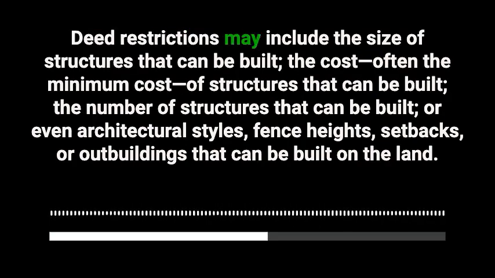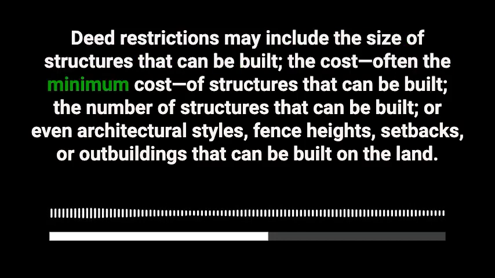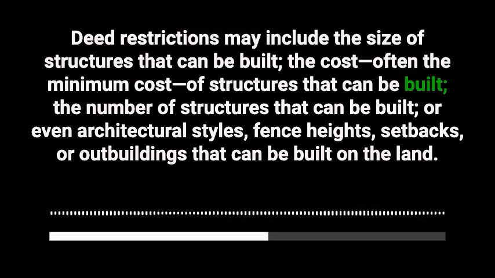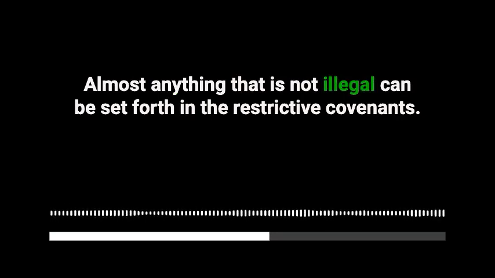Deed restrictions may include the size of structures that can be built, the cost, often the minimum cost, of structures that can be built, the number of structures that can be built, or even architectural styles, fence heights, setbacks, or outbuildings that can be built on the land. Almost anything that is not illegal can be set forth in the restrictive covenants.